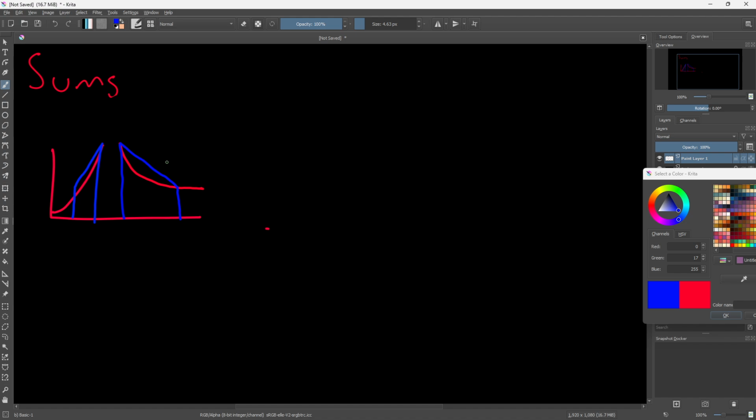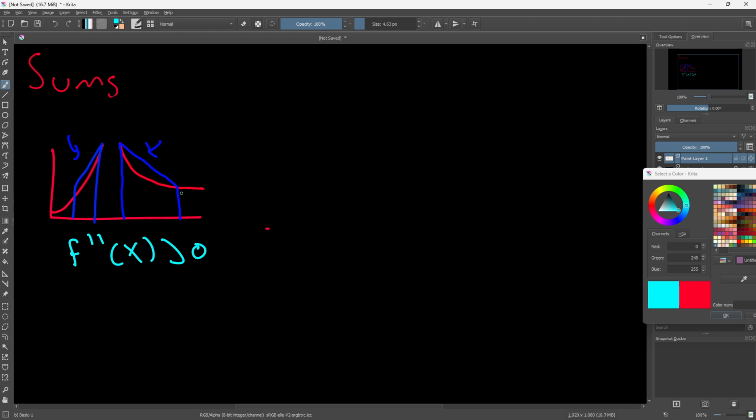But you can say, well, okay, but here the function's increasing. In this one, it's increasing. But in this one, it's decreasing. So why are both of them overestimates? And the reason is because f double prime, so the second derivative, is greater than 0. It's concave up. So a trapezoid being an overestimate has to do with concavity.